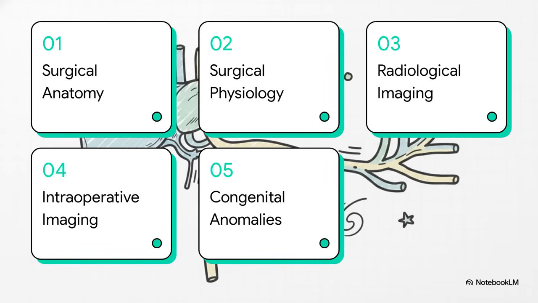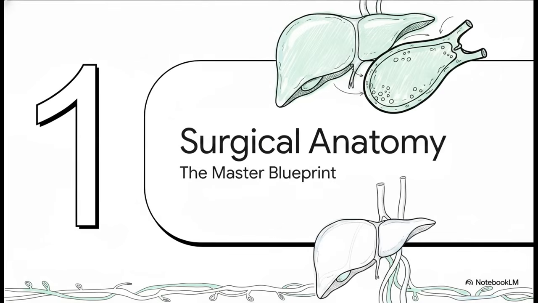We're starting with surgical anatomy, moving right into physiology, then we'll evaluate radiological and intraoperative imaging, and finally, we'll wrap up with congenital abnormalities. Let's get right into it. Section 1. Surgical Anatomy, the Master Blueprint.